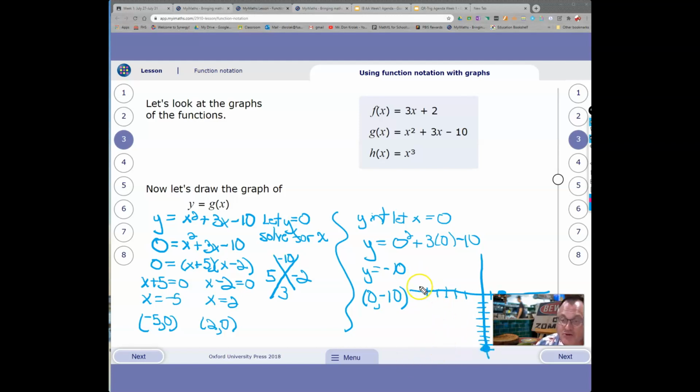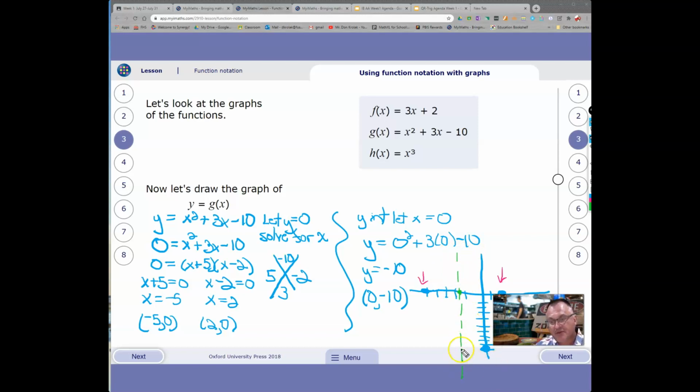All right, now when I draw a parabola, it has a midline that's halfway between these two x-intercepts. Okay, so halfway between negative 5 and 2. All right, so from negative 5 to 2, that's 7. So half of 7 is 3.5. So it's going to be 3.5 units from here. Oh, about there. And that's going to be the line of symmetry for my parabola.